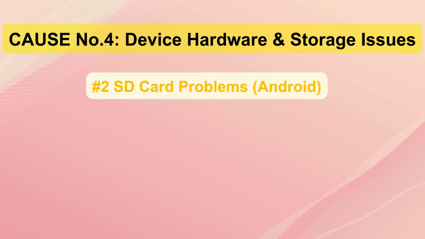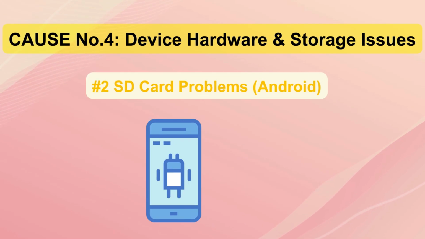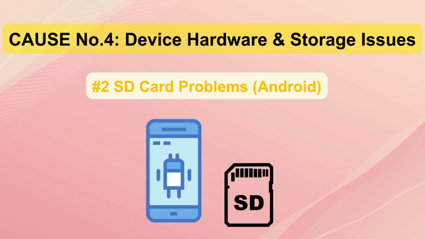SD card problems. If you're an Android user saving downloads to an SD card, a slow or damaged card can cause failures. Anything below Class 10 speed rating is too slow for Netflix downloads. You can switch the download location to internal storage or replace the card.